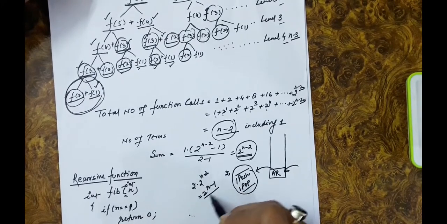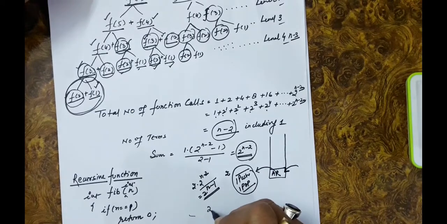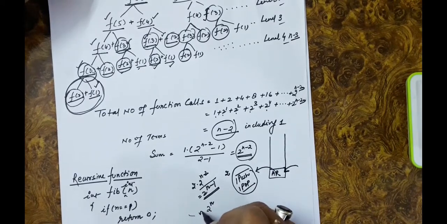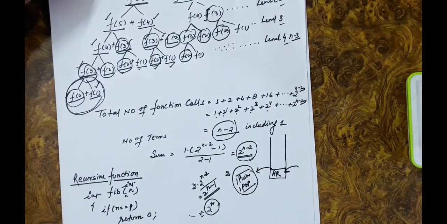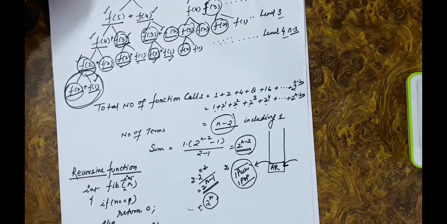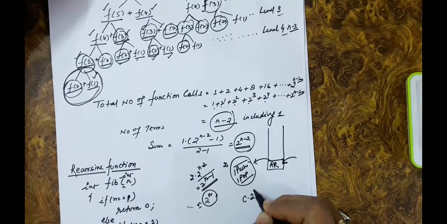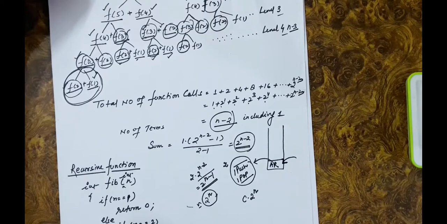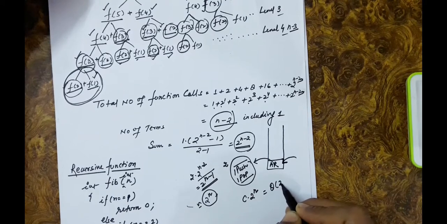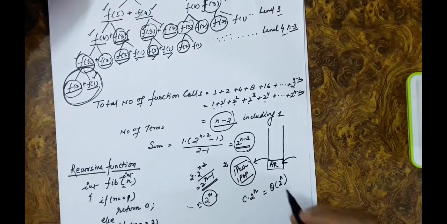So this is too much. It is approximately equal to 2 raised to the power n. Fine, so this is the total number of operations. If I consider that the push and pop operations are constant time operations, then the total effort required for finding the nth Fibonacci number is c into 2 raised to the power n, which is theta of 2 raised to the power n. This is an exponential complexity.